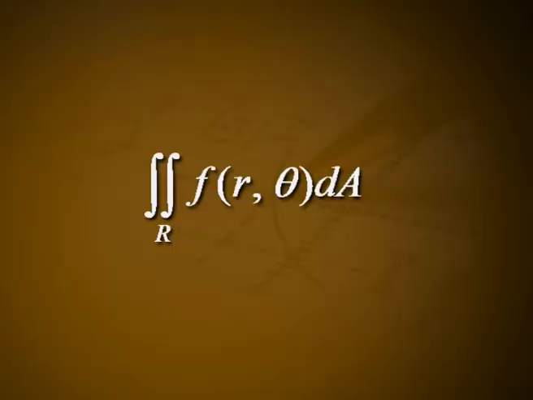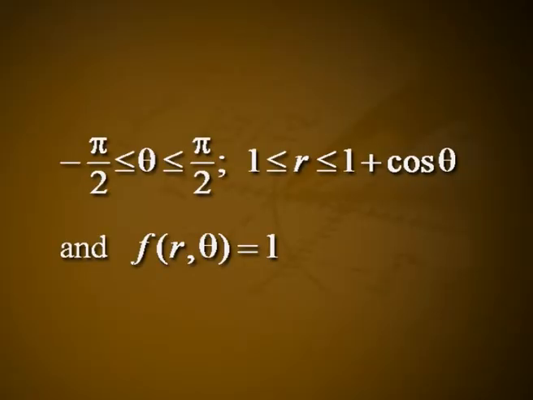Example 2. Find double integral over R f of r theta dA where the region of integration R is given by the system of inequalities minus pi by 2 less than or equal to theta less than or equal to pi by 2, 1 less than or equal to r less than or equal to 1 plus cos theta and f of r theta is equal to 1.